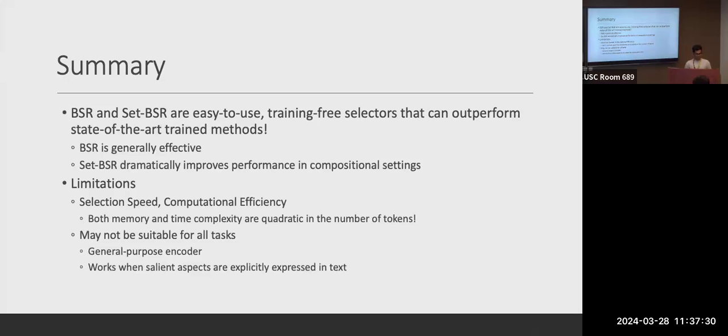But there are two major limitations of these methods. One, the selection speed. They require matching. If you were to do cosine similarity-based retrieval, you would just compute a single embedding and do cosine similarity of that. While here we are computing token embeddings and then doing pairwise similarity and then doing matching, which makes it quadratic in the number of tokens compared to cosine. The other issue is that these are still general-purpose encoders and not everything will be expressed in text and can be matched.